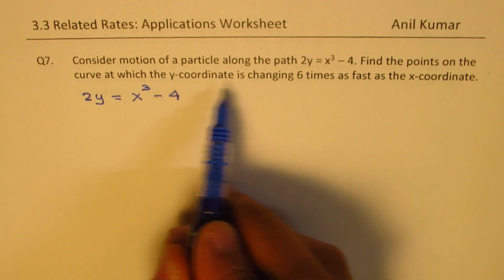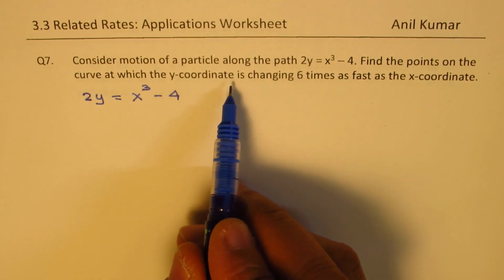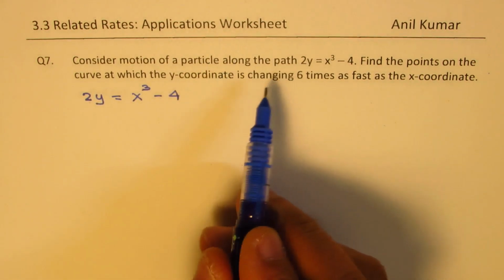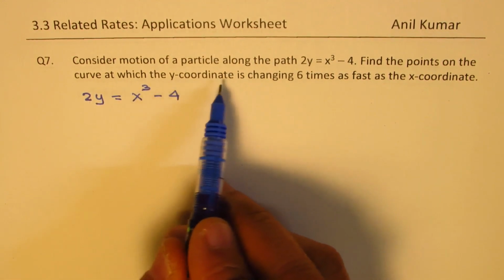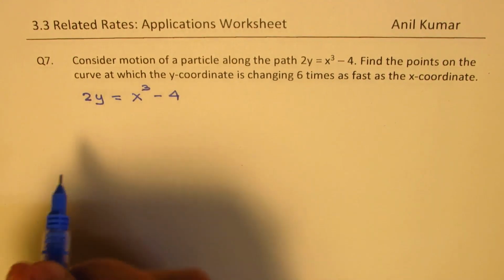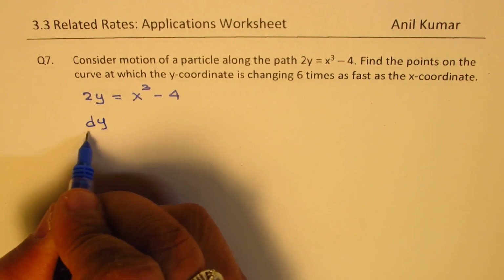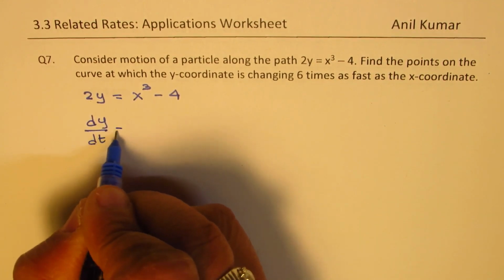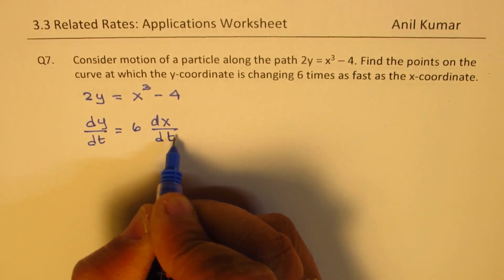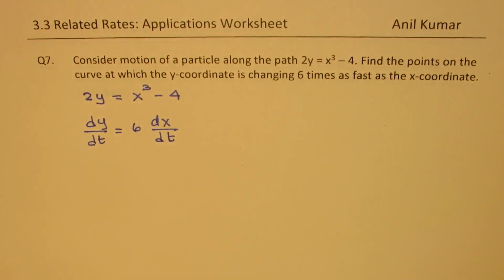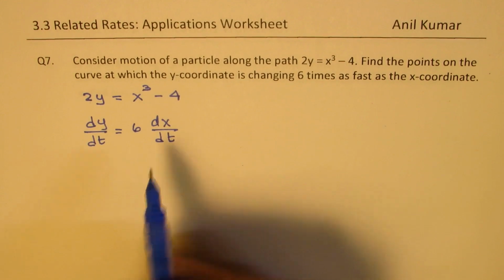So when we talk about changing, we're saying changing with respect to time, because the particle is moving with respect to time, right? So y coordinate is changing 6 times as fast means we are given that dy/dt is equal to 6 times dx/dt. Is that clear to you? Now that is the key to solve this question. Perfect. Once you understand this, the solution is very simple, right? So now let's figure this out.